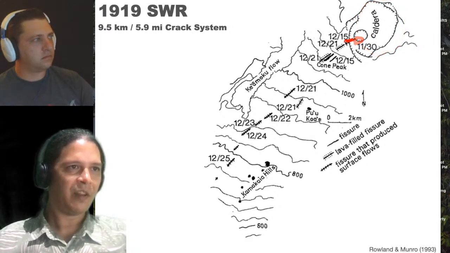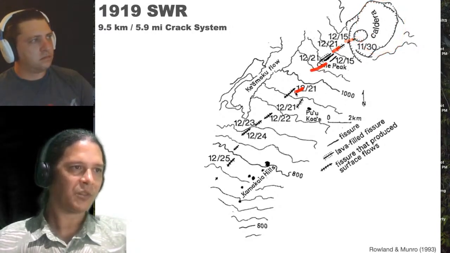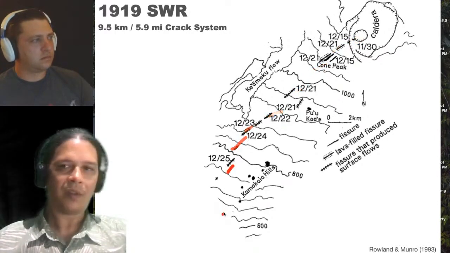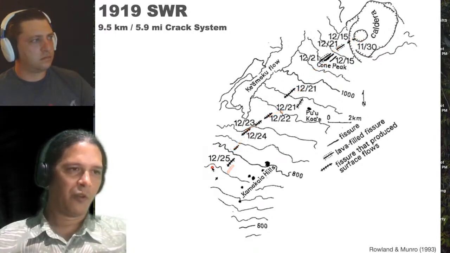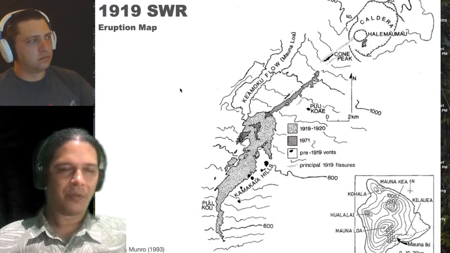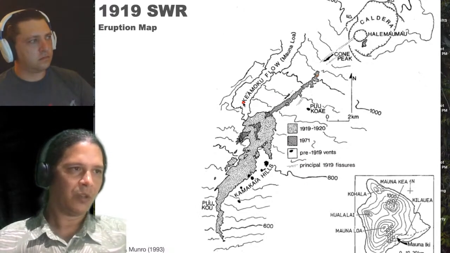And you can see December 15th here, 21st, starts working its way down, 22nd, 23rd, 24th, 25th, successively further and further away. Right? And these are the areas of cracking and fissures of that eruption. And here is the eruption map. Right? So there is lava that came out.